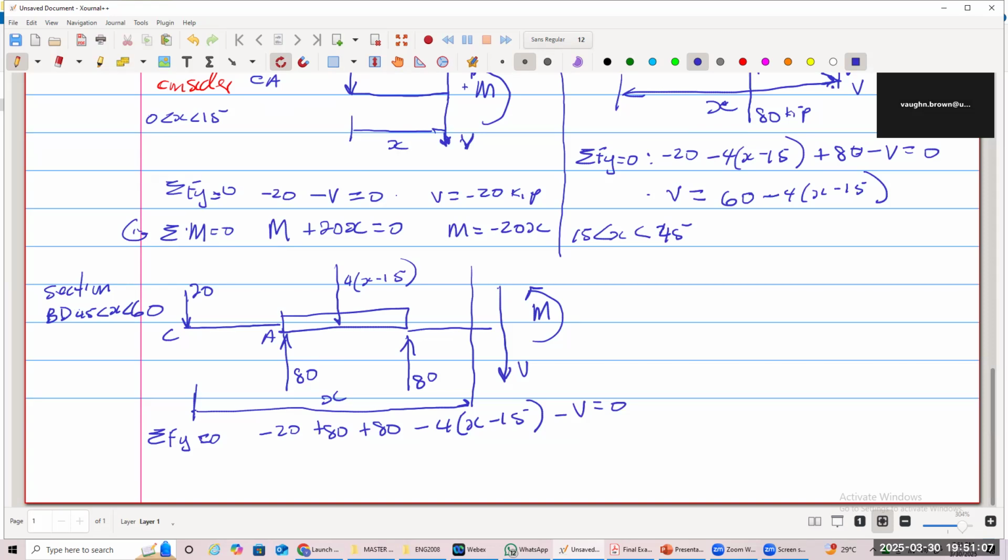So that now simplifies to what? Carry V over, you're going to get 80 and 80 give you 160, so you get 140. So positive 140 minus 4 x minus 15. You don't have to simplify it anymore. That's good enough.